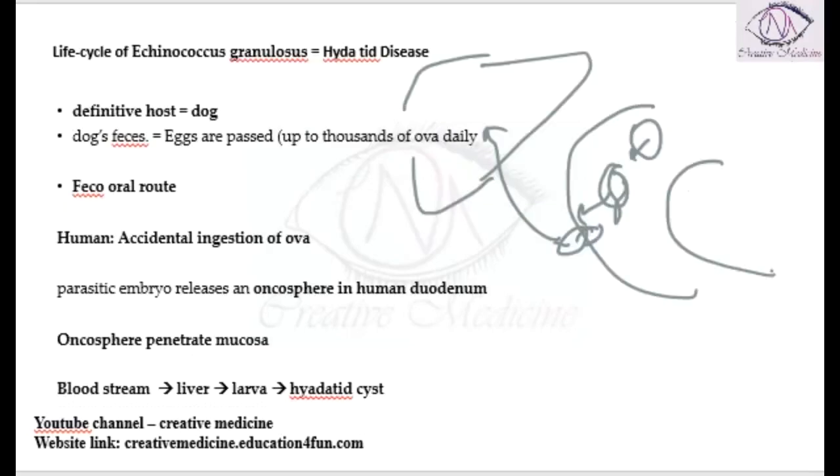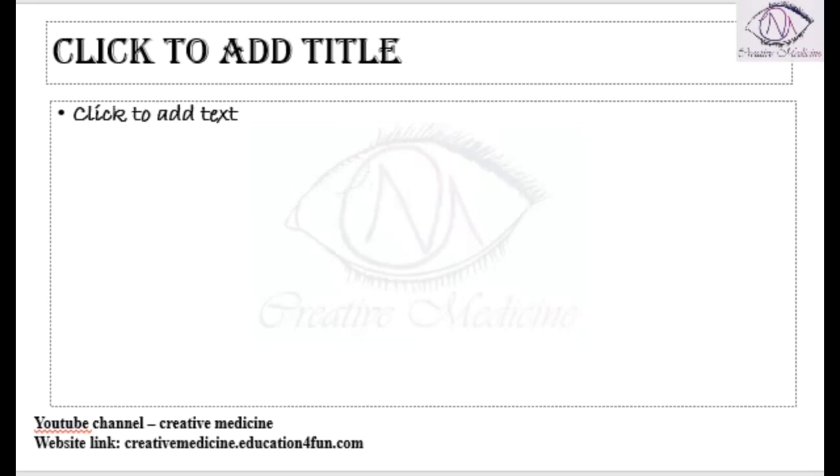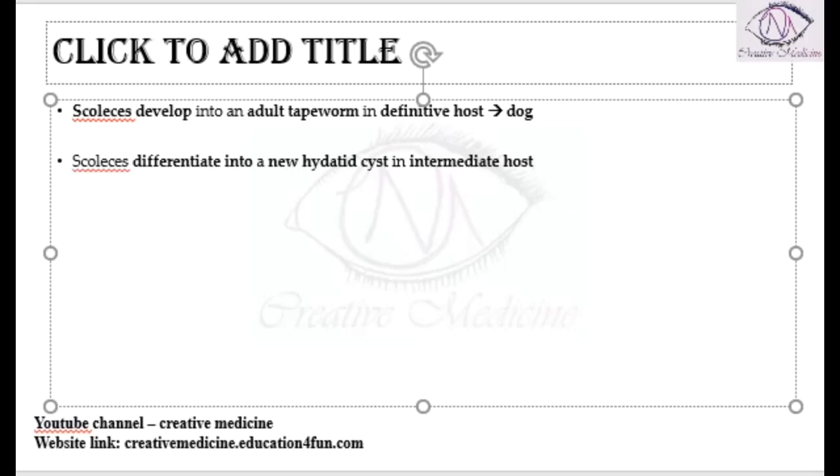Now, from the hydatid cyst, the scolices develop into adult tapeworm in the definitive host, that is dogs, and in the intermediate host, that is sheep and humans, the scolices differentiate into hydatid cysts. Sheep and humans are the intermediate hosts, and a new hydatid cyst is formed in the intermediate host.